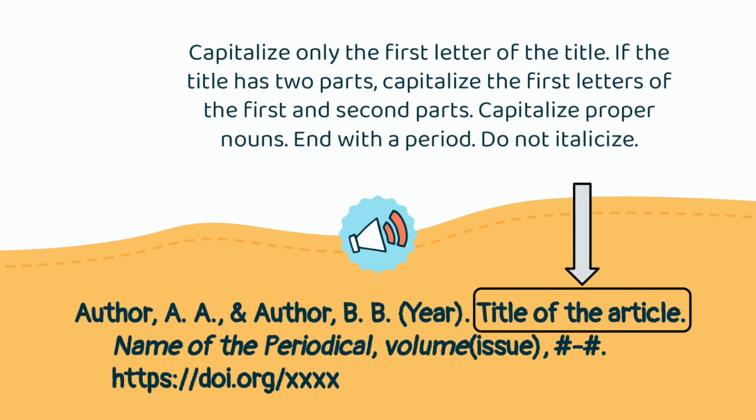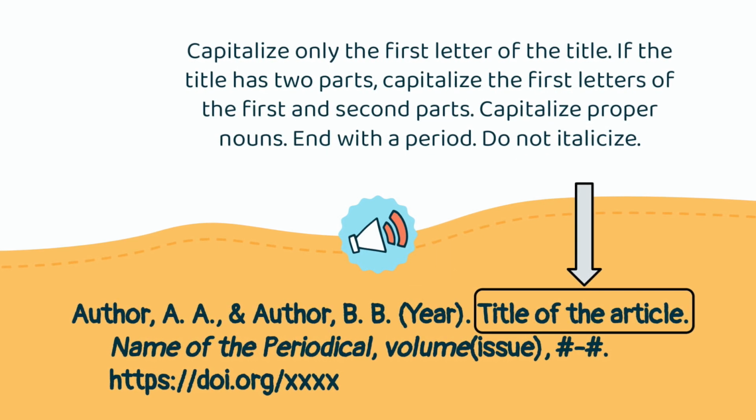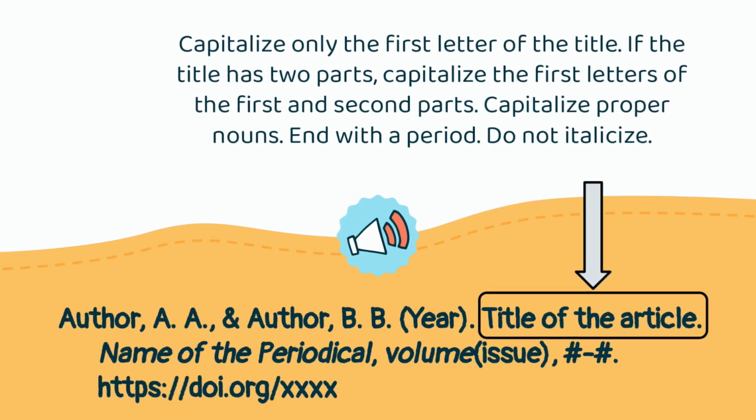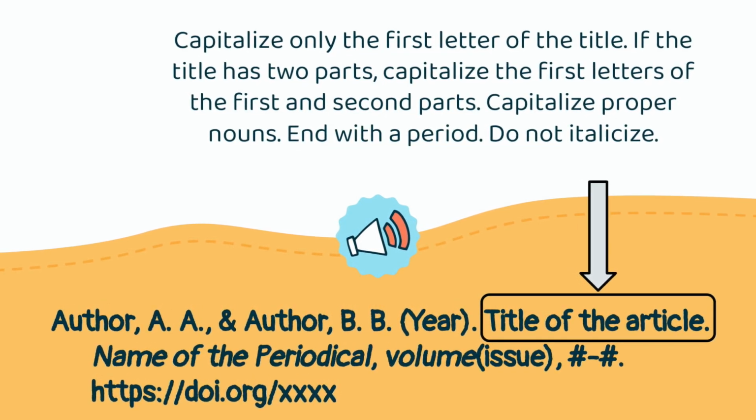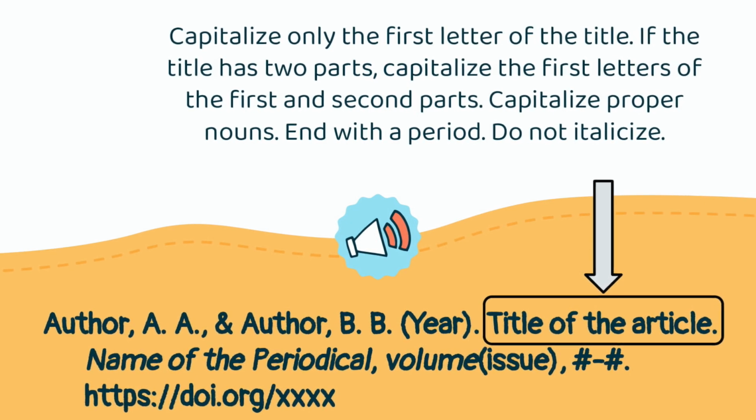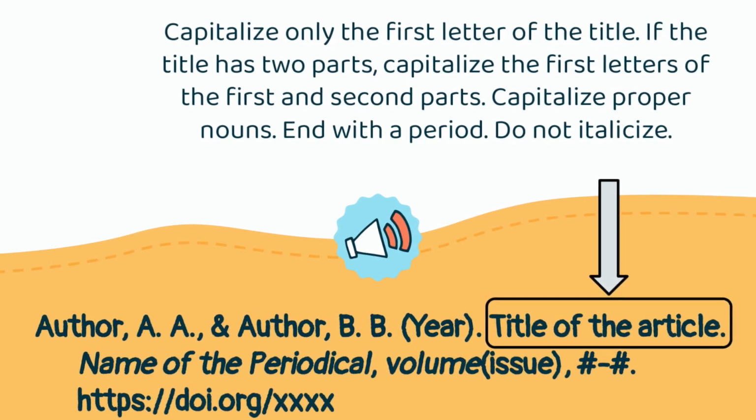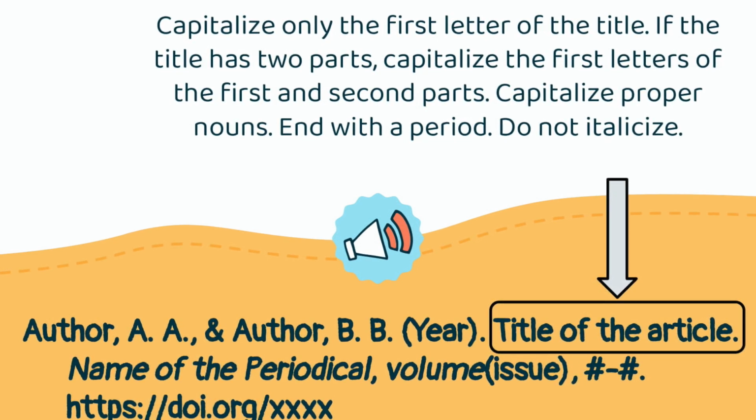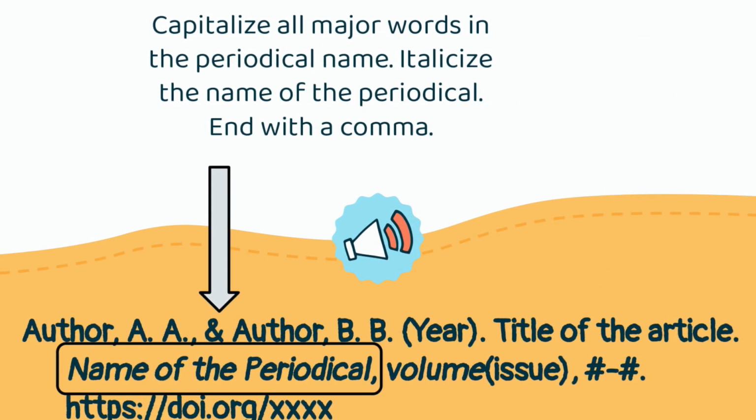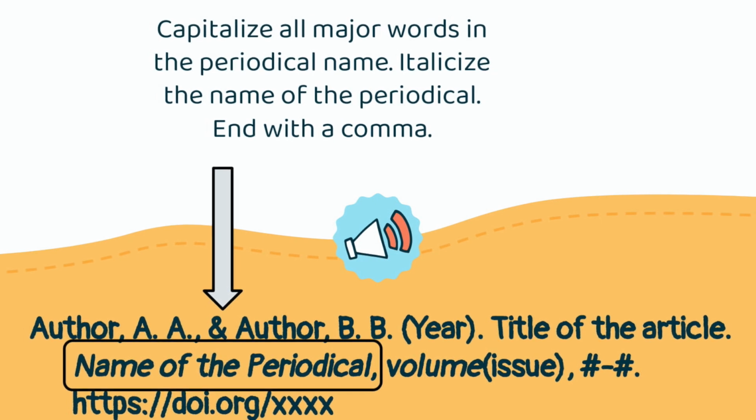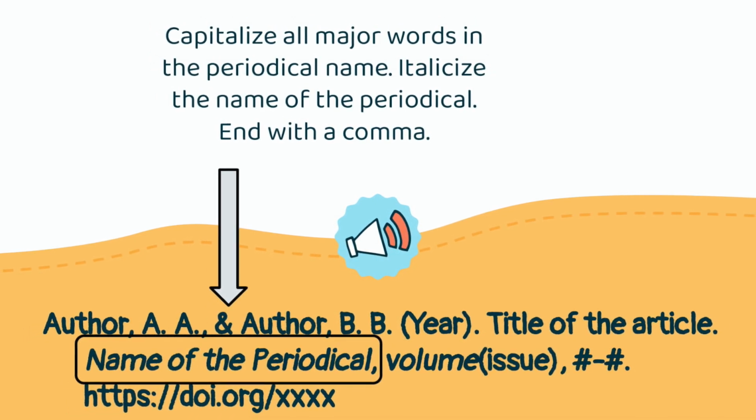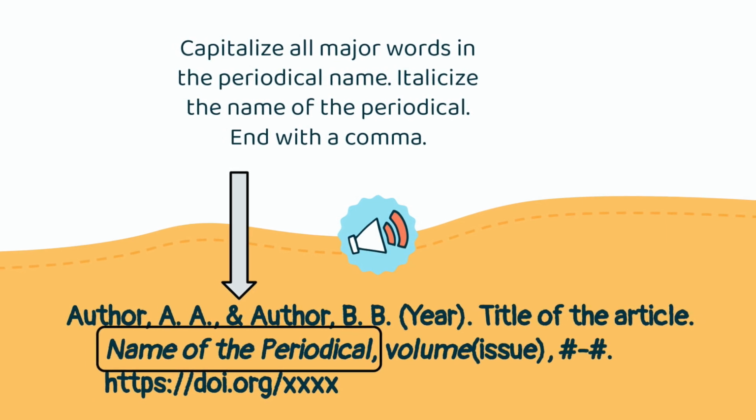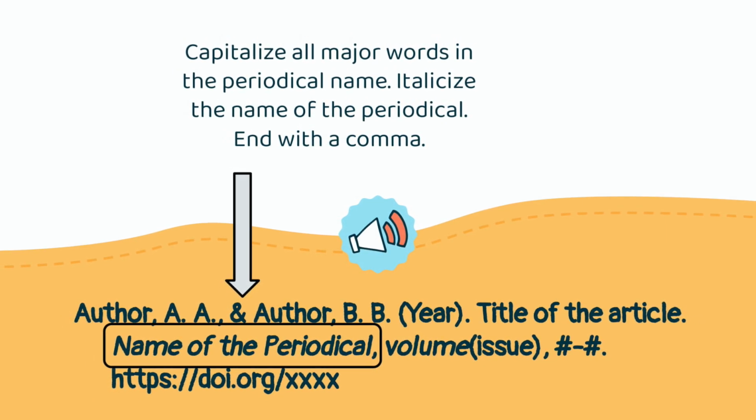Third, capitalize only the first letter of the title. If the title has two parts, capitalize the first letters of the first and second parts. Capitalize proper nouns. End with a period. Do not italicize. Fourth, capitalize all major words in the periodical's name. Italicize the name of the periodical, and end with a comma.